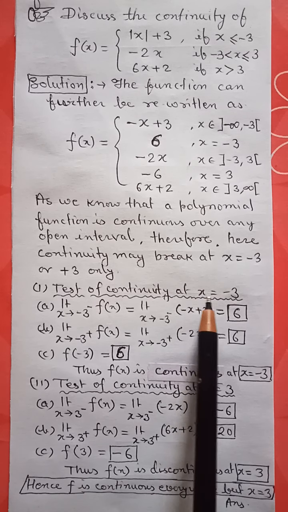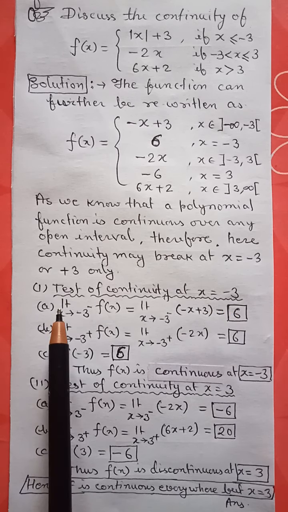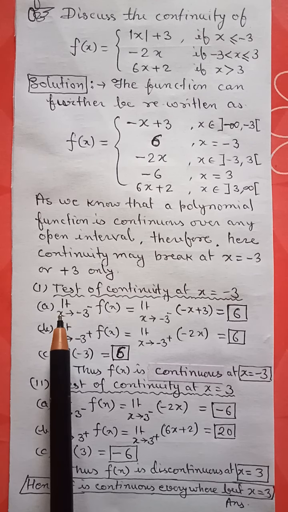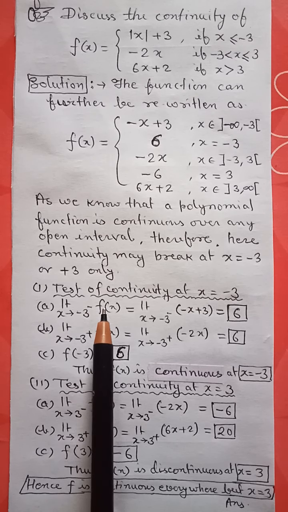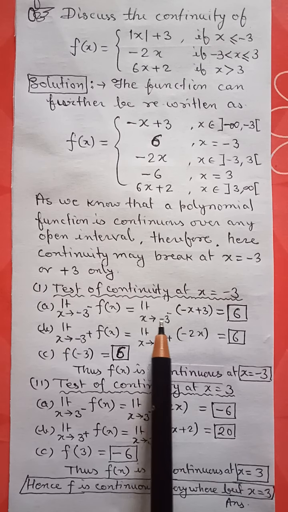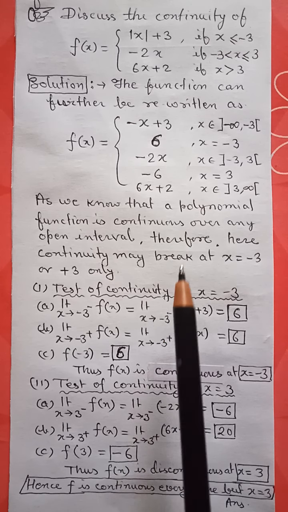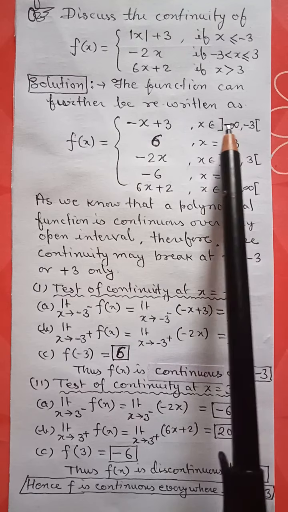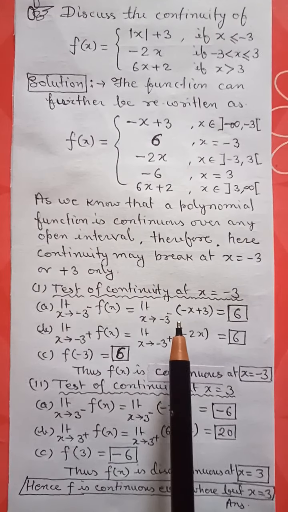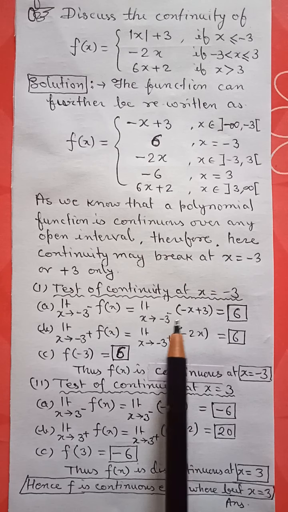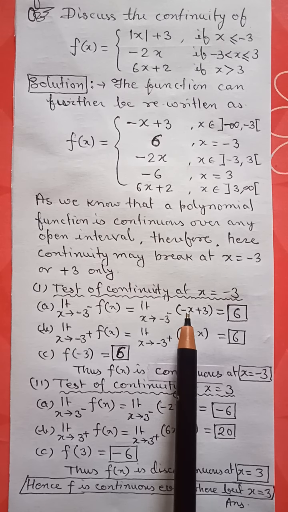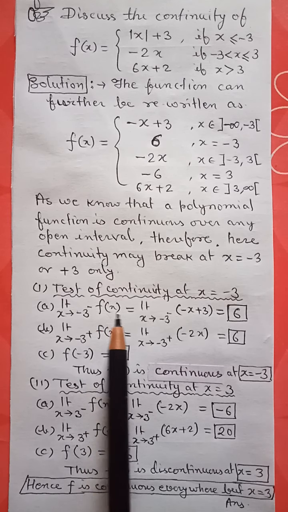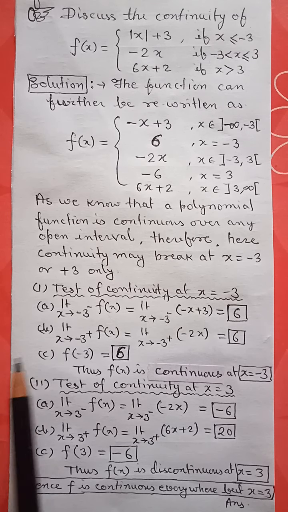Test of continuity at x equal to -3. Here the left hand limit at x equal to -3 is the limit as x extends to -3 from the left of f(x). When x is less than -3, that means in this interval the value is -x + 3, and putting x equal to -3, we have -(-3), that is +3, plus 3, that is 6. Hence the left hand limit is going to be 6.